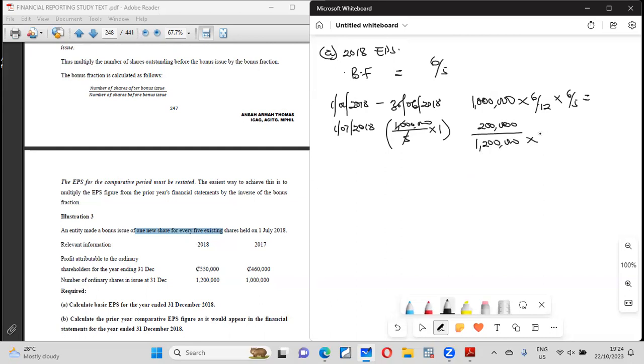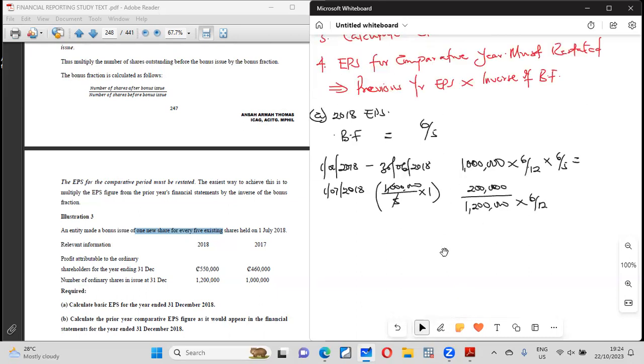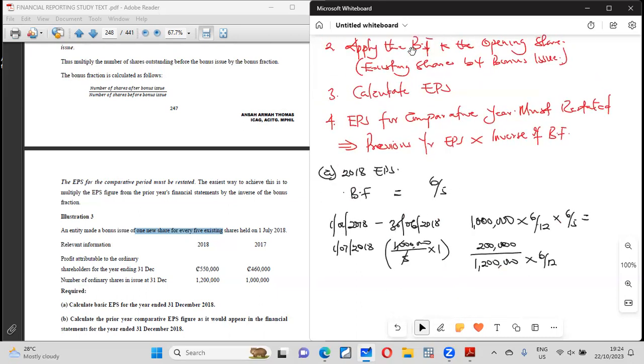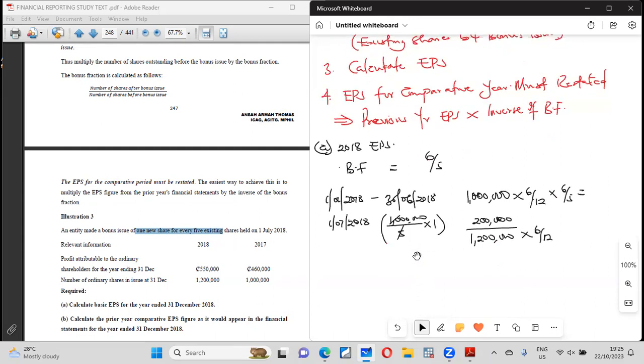by 6/12. Please, we don't apply the bonus fraction over here. If you remember what the principle said, apply the bonus fraction to the opening shares, i.e. the shares existing before the bonus issue. So the shares existing before the bonus issue is just the 1 million. So that is that. Learn that principle very, very well, because if you miss it, everything you do there will be wrong. All right.